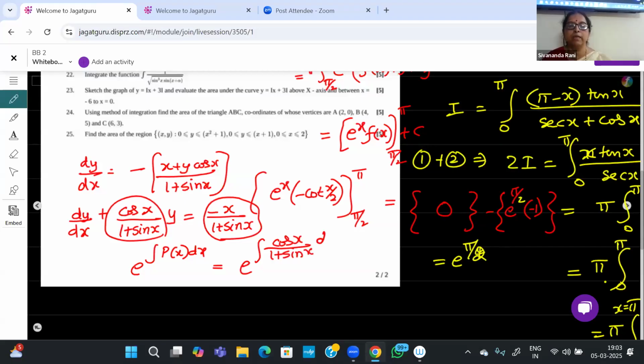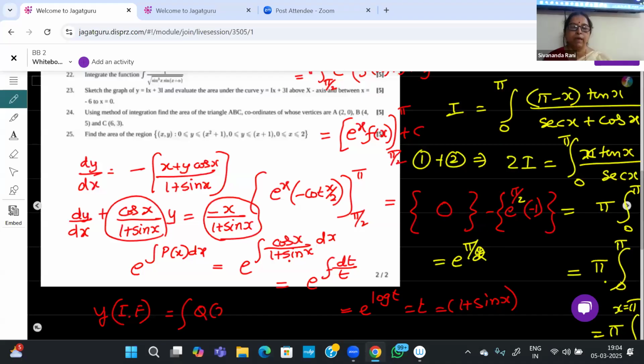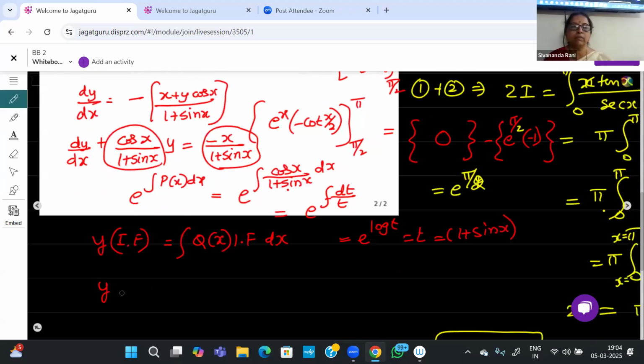If you substitute the denominator as t, the numerator is becoming dt, right? So it's like having e power integral dt by t. That is nothing but e power log t, and e power log t is t. Therefore, it is 1 plus sin x. So the problem is very easily solvable. Y into integrating factor is the integral of q of x into integrating factor. Oh, that is also becoming so simple.